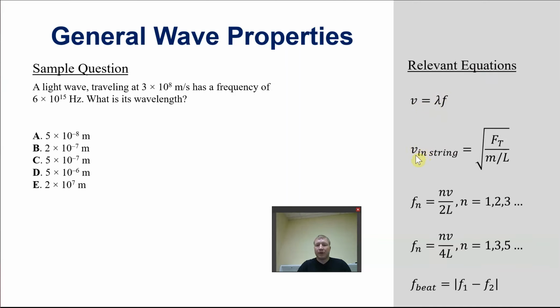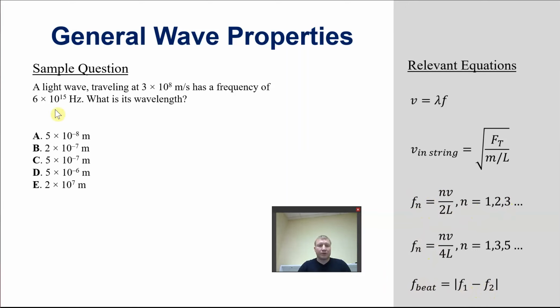So the speed of propagation through the string is given by this square root of the force of tension divided by, this is called the linear density, so mass over the length of the string. And here are some frequencies of the standing waves for the nth harmonic. And this is the beat frequency, just the absolute value of the difference between the frequencies.